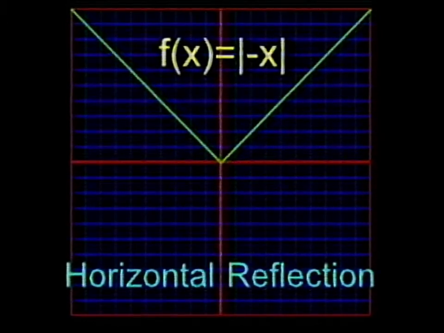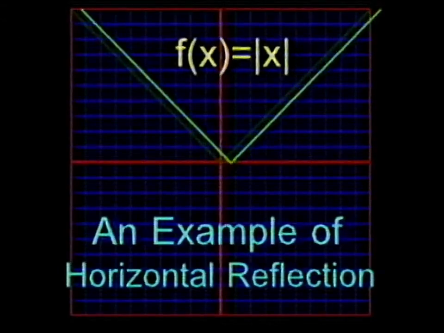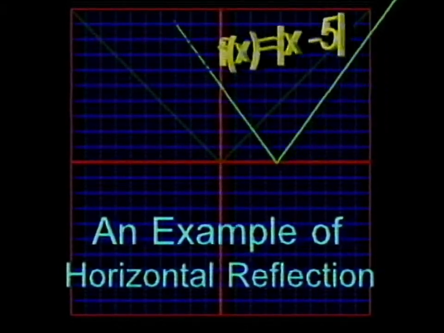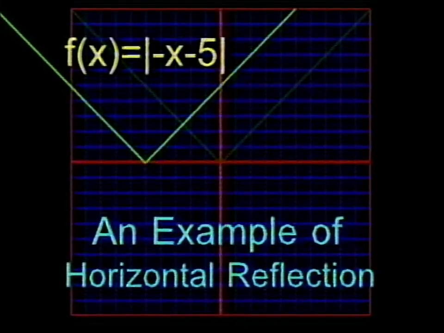Say we take absolute value of x minus 5. First we move the graph right 5 units, then we put the negative in front of the x. It flips over the y-axis like this. The new equation is f of x equals absolute value of negative x minus 5.